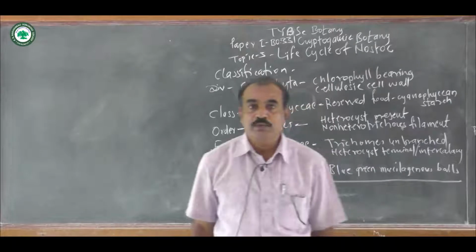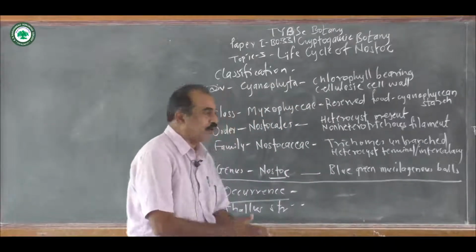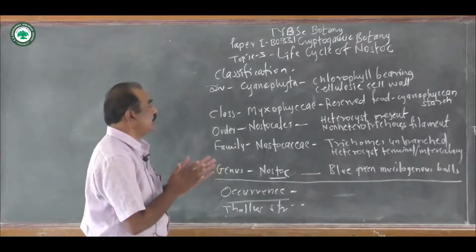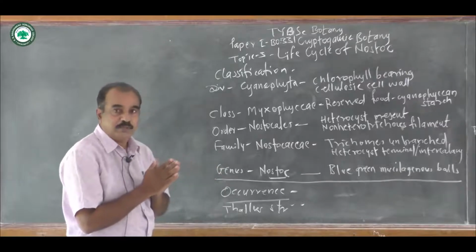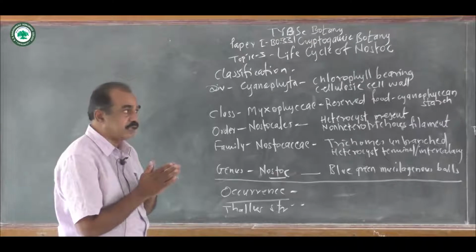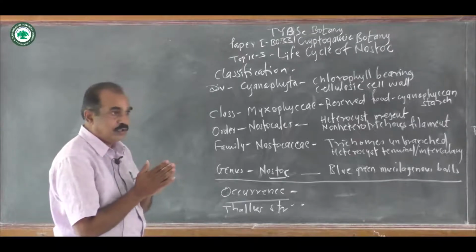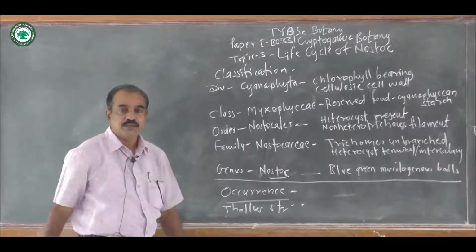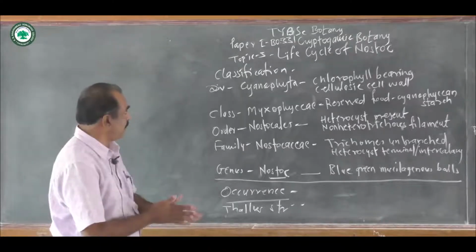So today we are going to study T.Y.B.Sc Botany, paper first, BO 331, Cryptogamic Botany. And from this, topic number 3, that is the life cycle of Nostoc. Now there are different types in the life cycle. So first, the classification.